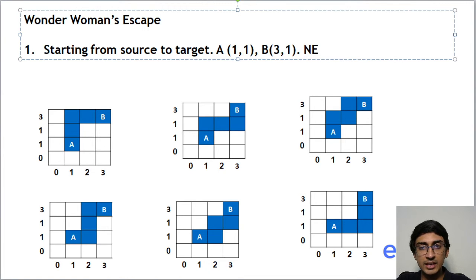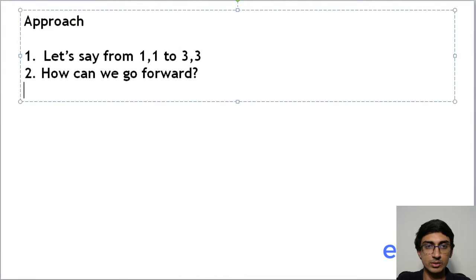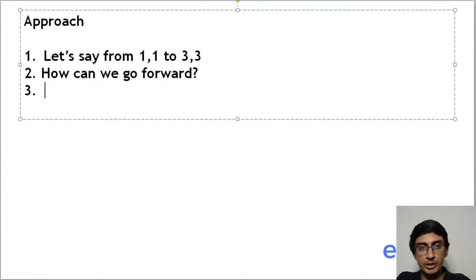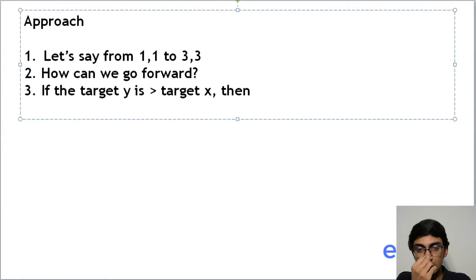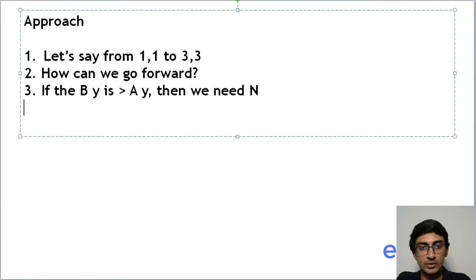So one of the simplest things you could do is, how can we go forward? Basically speaking, if target y is greater than source y, then what are we supposed to do? Then we need north. Or in terms of the question, if B's y is greater than A's y, then we need north. Similarly, if Bx is greater than Ax, what do we need? We have to go east, right? So we need east, correct?